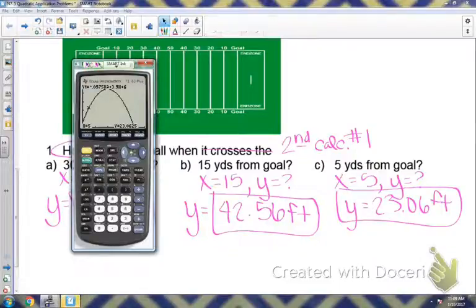Okay, so anytime you're given x and you have your quadratic plugged into y equals, you're going to go second calc number 1, choose value, and then you can just type it in. Or you could also go second graph, look in your table and see if you're able to find it. So notice at 5 it was 23.06. So you can find it in your table or do second calc number 1, which is value.